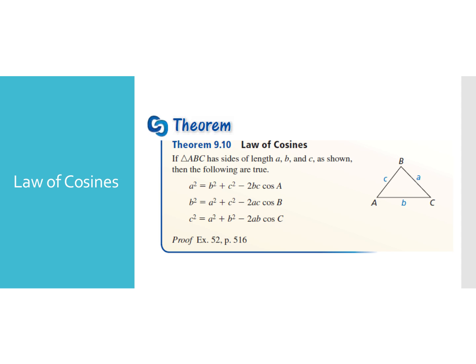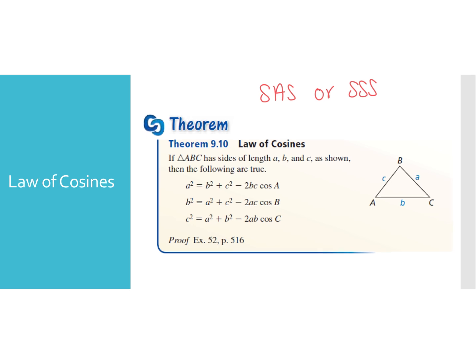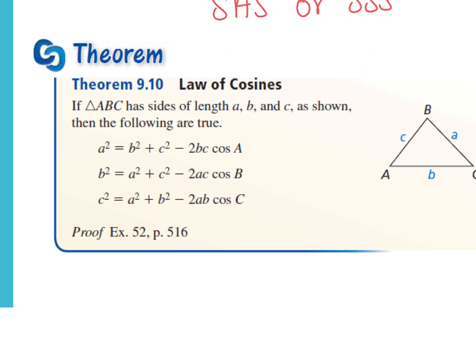With law of cosines, you're using the triangles that you were given. When you're using law of cosines, you're using side, angle, side triangles, or side, side, side. So if you look at the examples, there are no pairs that I have, so I know I cannot use law of sines. You will be given these rules for law of cosines. You can use this to solve either sides or angles, and we're going to do an example of each.